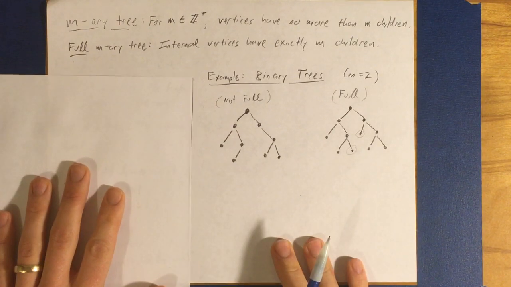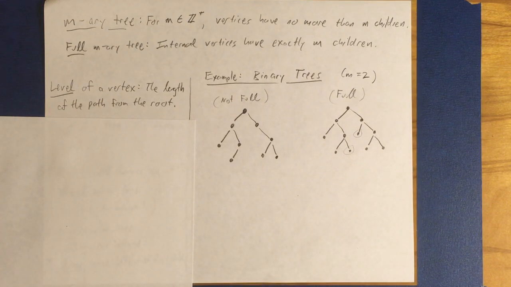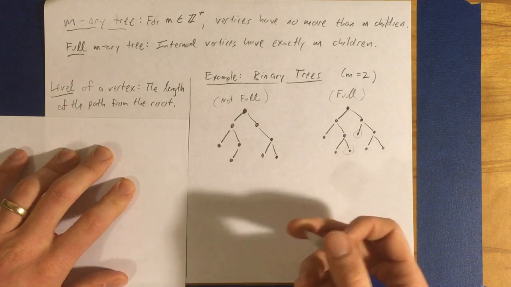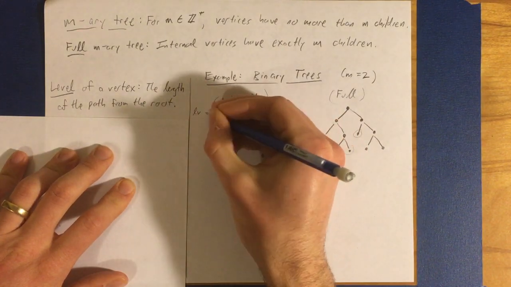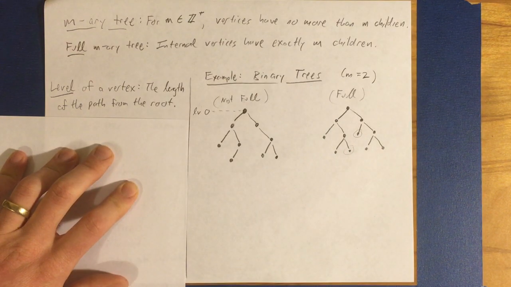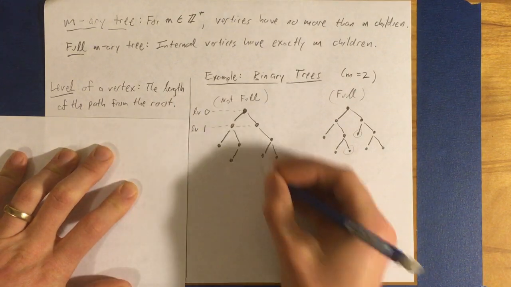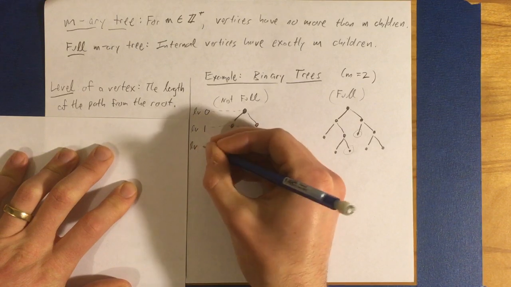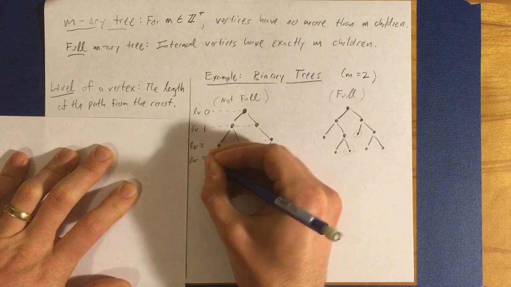Now, I'm going to go through a few other definitions here. First of all, the level of a vertex is defined as the length of a path from the root. So for the root itself, the level of that vertex would be 0 because the path from the root to the root is length 0. So our root here at the top, that is level 0. Then these two vertices are level 1, and down here, these 3 vertices in the next generation down are level 2, and then our next generation, so to speak, is level 3.